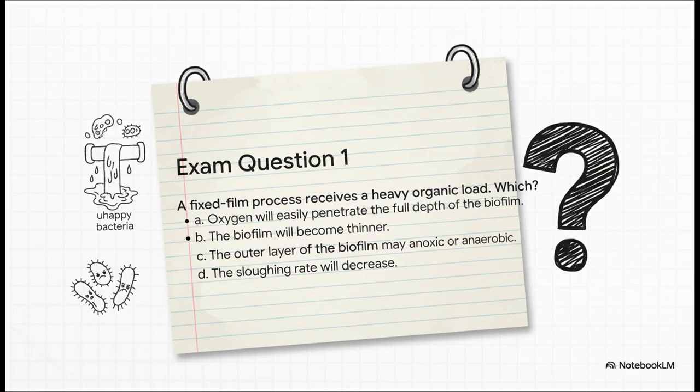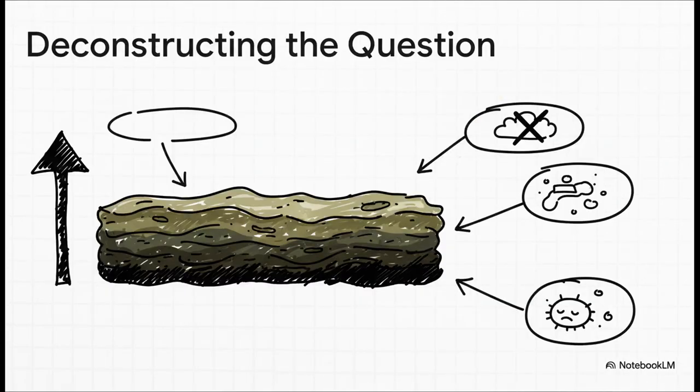Okay, here's a typical one. A fixed film process receives a heavy organic load. Which of the following statements is true? Take a second and think it through, based on what we just talked about. All right, let's break this down. Heavy organic load means tons of food, which means a super thick biofilm. So right off the bat, A is wrong. There's no way oxygen is getting all the way through that. And B, the biofilm will become thinner? Nope, it's going to get thicker. So B is out too.